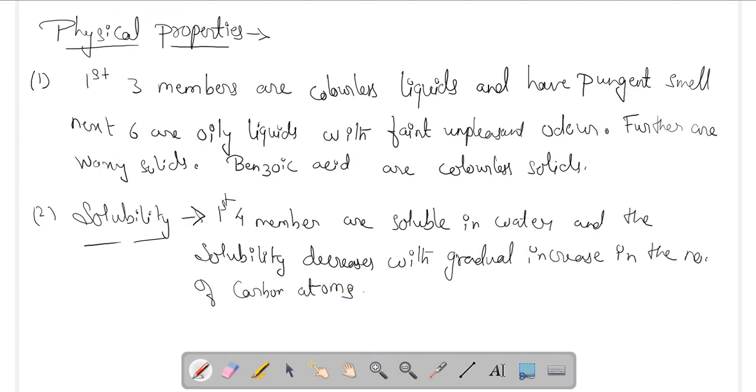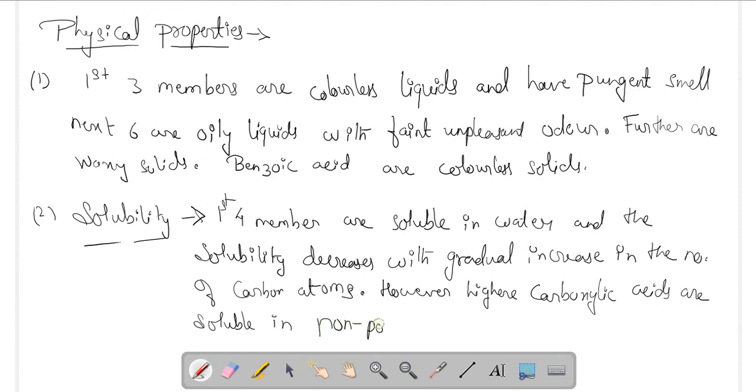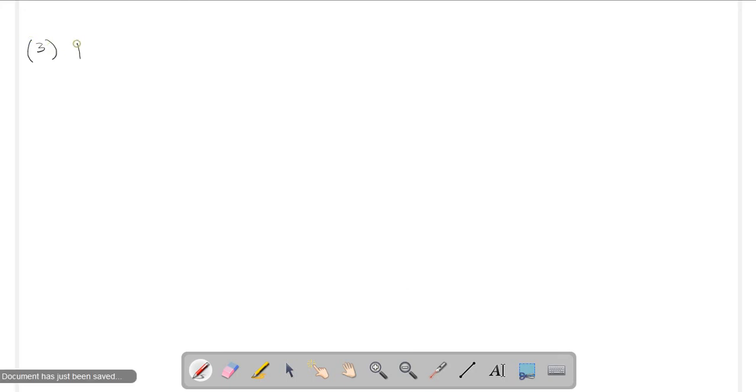However, higher carboxylic acids are soluble in non-polar solvents such as benzene and ether. Okay, all of them are solvents. Next, the third property is the boiling point.